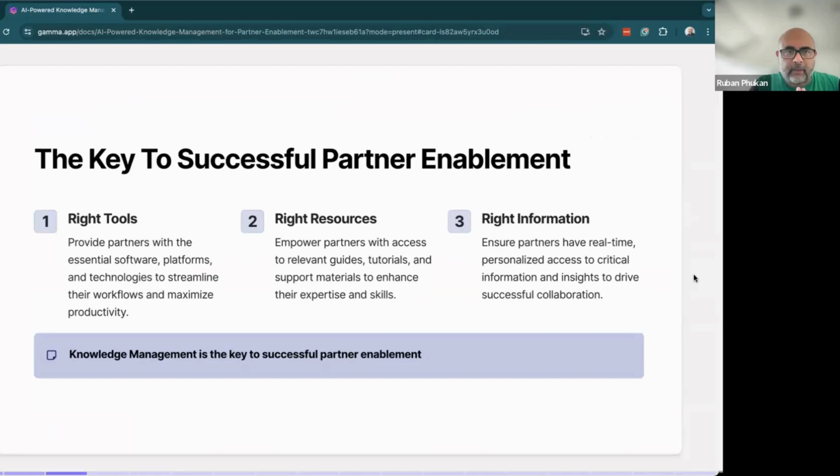Now, when we look at the keys to successful partner enablement, it's basically three things: access to the right tools, access to the right resources, and the right information. All of those center around knowledge management as the key to successful partnership. Right tools means having the right software and platform technologies to help the partner maximize their productivity and streamline their workflows better. Right resources is about providing relevant guides, tutorials and materials which are use case centric, specifically useful for what the partner is working on. And having the right information at the right time is crucial to make the partnerships effective.